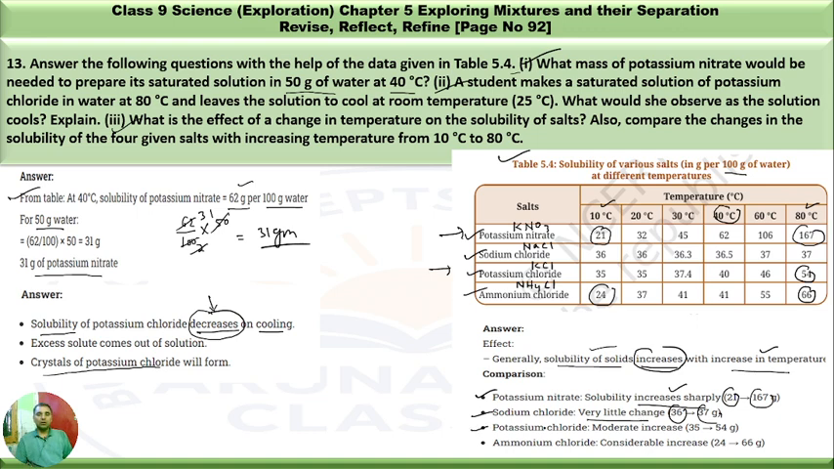Third one is potassium chloride. At 10 degrees Celsius it is 35 and at 80 degrees Celsius it is 54. So a moderate increase is seen in the case of potassium chloride. The fourth salt is ammonium chloride, where at 10 degrees Celsius the solubility is 24 and at 80 degrees Celsius it is 66. So a considerable increase is seen in the case of ammonium chloride.